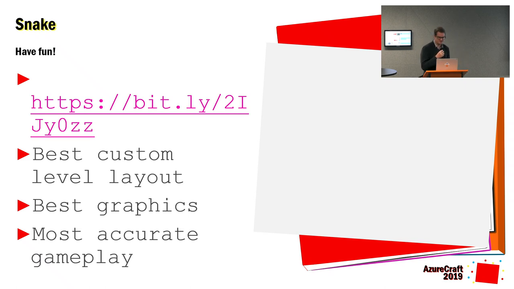And then what we're looking to do is the best custom level layout, the game designer piece, the best graphics, and the most accurate gameplay with the slides that have been sent. We'll be around to help you today with anything. I think a great starting point is Dave's chapter on Snake. We can begin there. And as we go through the code, maybe you can think about some of these things. And if any of you want to come back and present something custom or special that you've done that isn't in the book, we would love to hear about it.